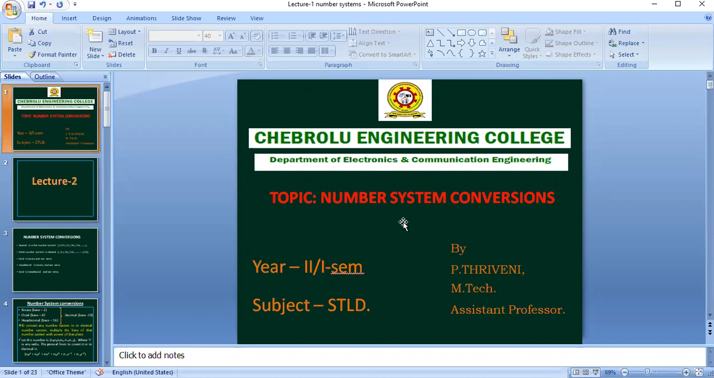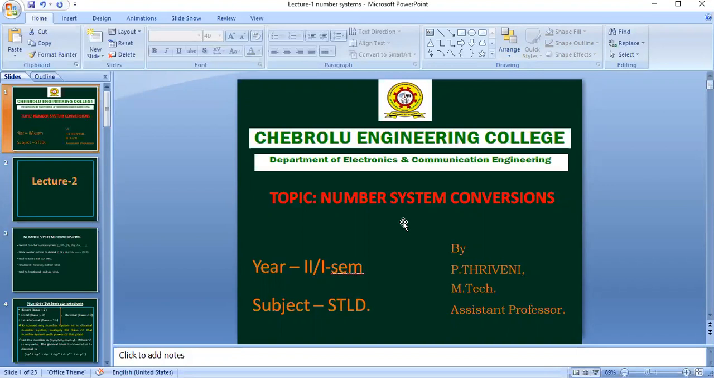For the decimal number system, what is the base or radix? Yes, 10. For the decimal number system, the base or radix is 10. Why? Because it has only 10 digits from 0 to 9. In a similar way, binary means it contains only zeros and ones, two digits. That's why the base or radix of the binary number system is 2.